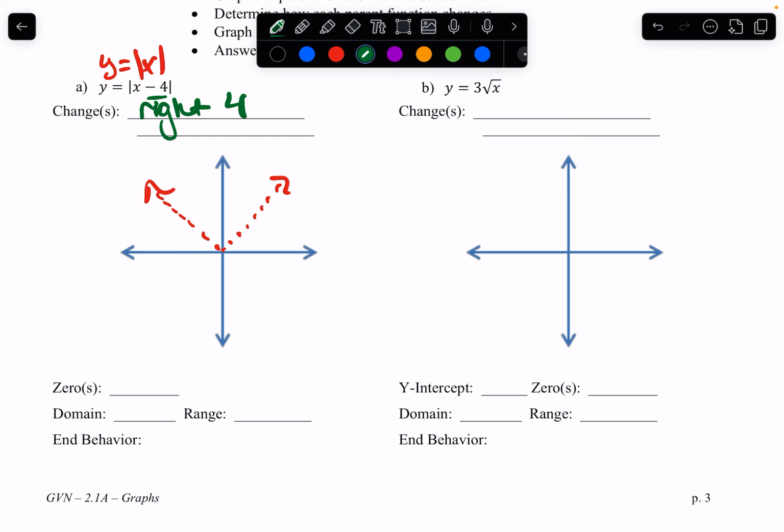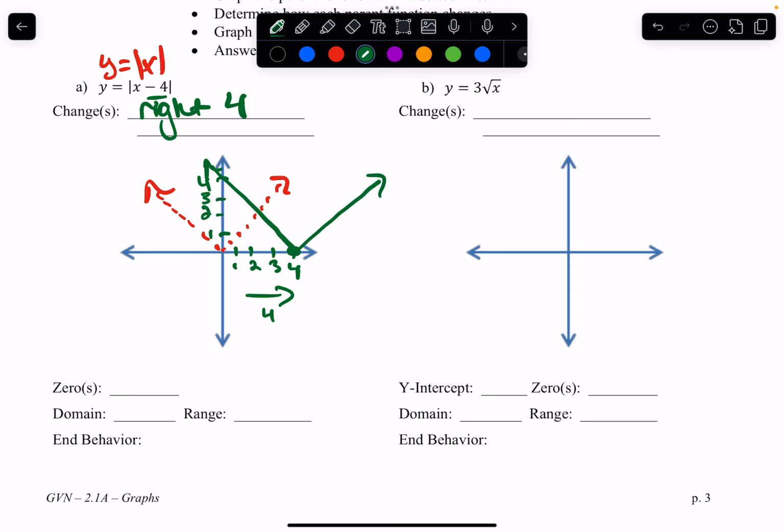So what does that mean? We're going to do 1, 2, 3, and 4 here. So we're going right 4. So we're going to start from here. 1, 2, 3, and 4. So our graph, absolute value of x minus 4, is going to look something like this. Okay. Our 0 is where it crosses or touches the x-axis. So that's going to be our 4 is 0.